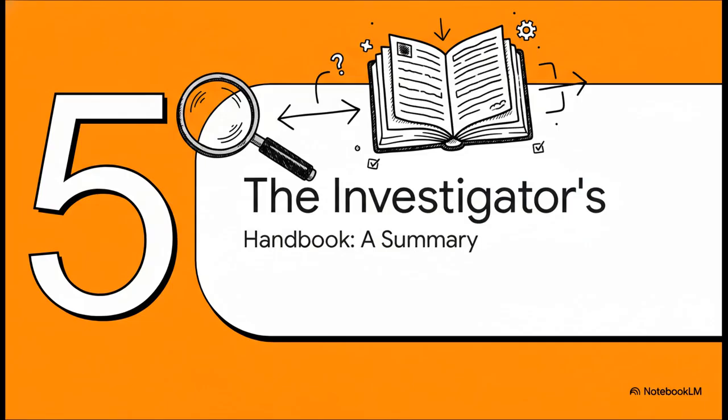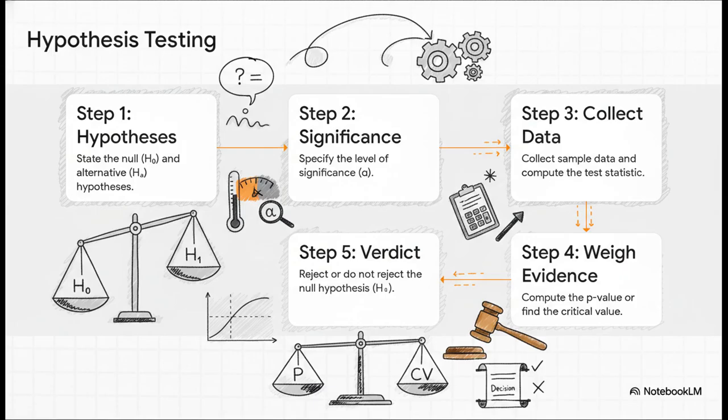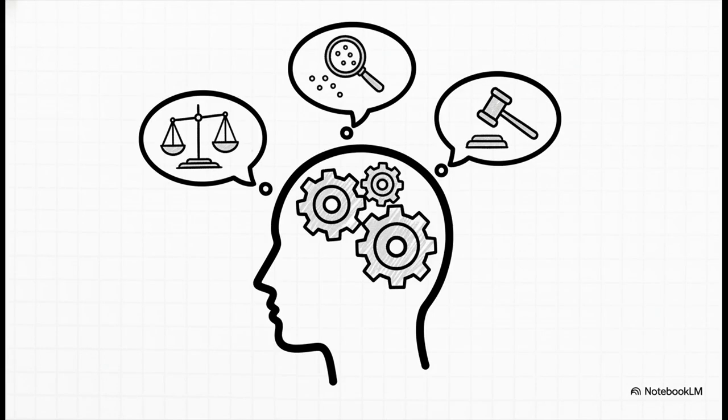Whew, okay, we have covered a ton of ground in this investigation. So let's wrap it all up and put everything into a simple, step-by-step investigator's handbook. Here it is, the 5-step process for putting pretty much any claim on trial. Step 1, you gotta state your suspects, the null and the alternative. Step 2, you set your standard for the evidence with alpha. Step 3, go out and gather the evidence, get your sample data. Step 4, weigh that evidence using either the p-value or the critical value. And finally, step 5, reach your verdict. You either reject or you fail to reject the null hypothesis. And really, that's the whole shebang.